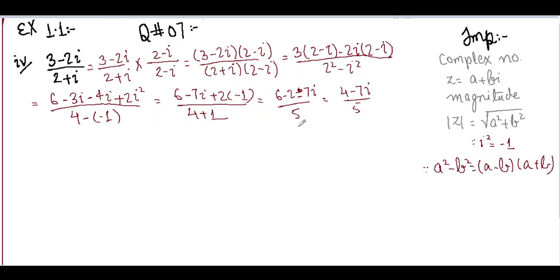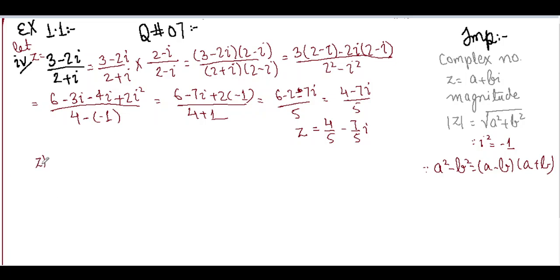We are going to divide this denominator separately on both terms, so it is 4 by 5 minus 7 by 5 i. This is z. Oh, we have forgotten to let it as z. Okay, let z equal this fraction that we are given. Okay, now we have to find its magnitude.